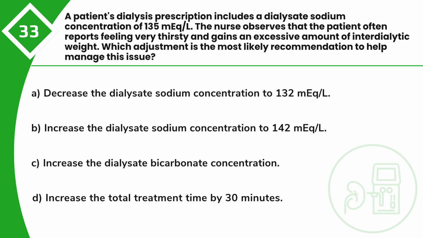Question 33. A patient's dialysis prescription includes a dialysate sodium concentration of 135 milliequivalent/L. The nurse observes that the patient often reports feeling very thirsty and gains an excessive amount of intradialytic weight. Which adjustment is the most likely recommendation to help manage this issue? A. Decrease the dialysate sodium concentration to 132 milliequivalent/L. B. Increase the dialysate sodium concentration to 142 milliequivalent/L. C. Increase the dialysate bicarbonate concentration. D. Increase the total treatment time by 30 minutes.